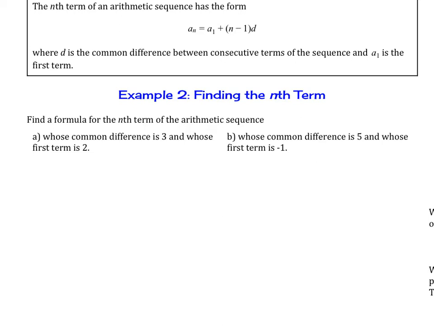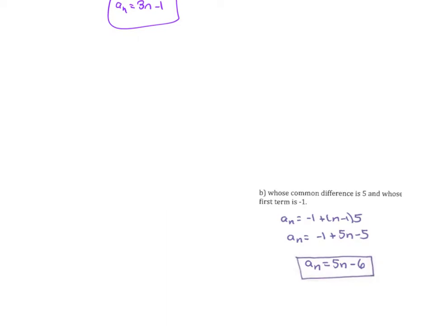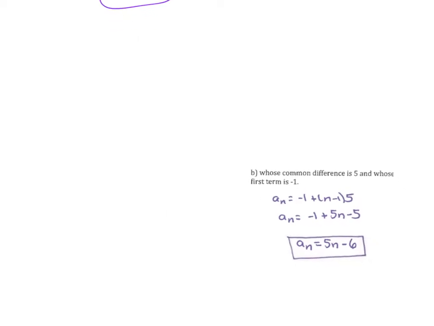So let's label what we know. We know d is 3, a1 is 2. So we just use the formula. a sub n equals 2 plus n minus 1 times 3. So this is 2 plus 3n minus 3, or a sub n equals 3n minus 1. So try this next example, letter B. If you tried it out, you should have gotten a sub n equals 5n minus 6.